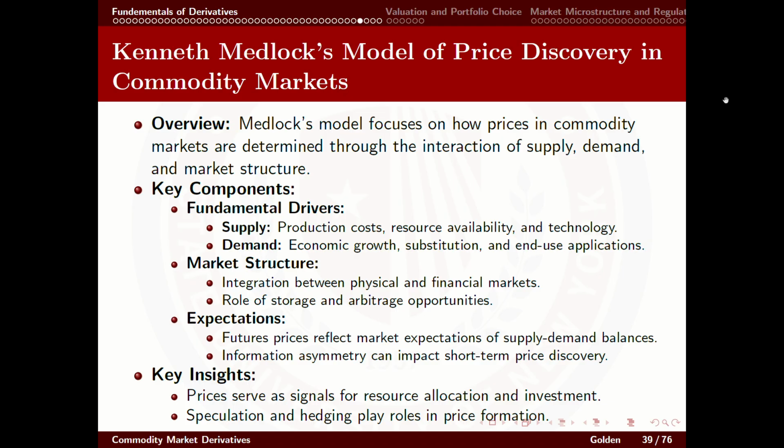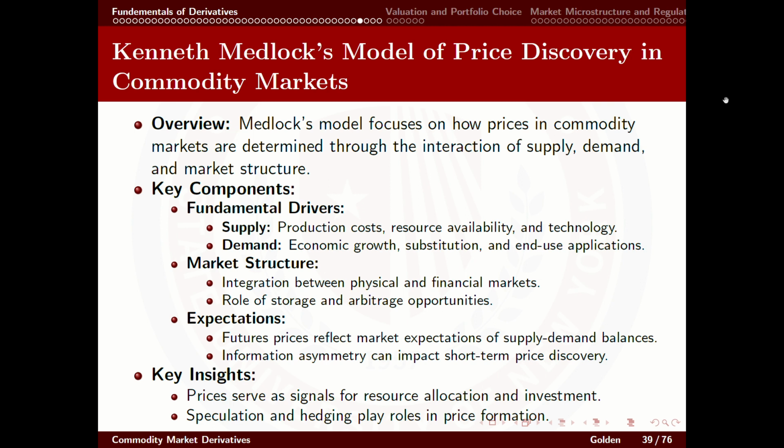In the market structure, you have this integration between the physical and financial markets where they can affect each other, and you have the role of storage and arbitrage opportunities creating these frictions in the price and allowing for there to be contango and backwardization. Futures prices reflect market expectations of supply-demand imbalances. We're assuming the expectations are rational, and that information asymmetry can impact short-term price discovery.